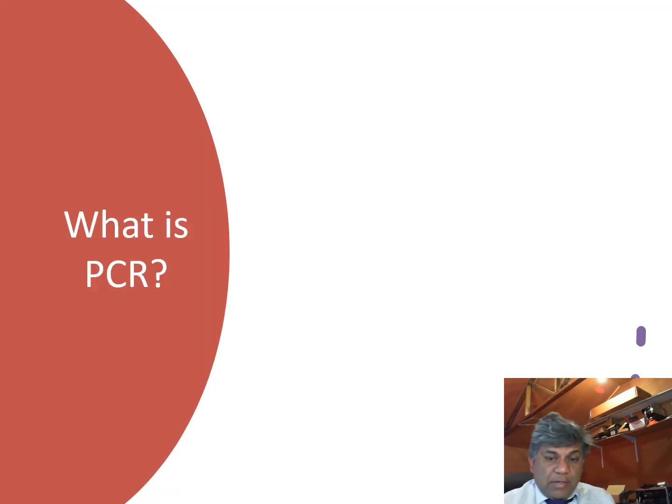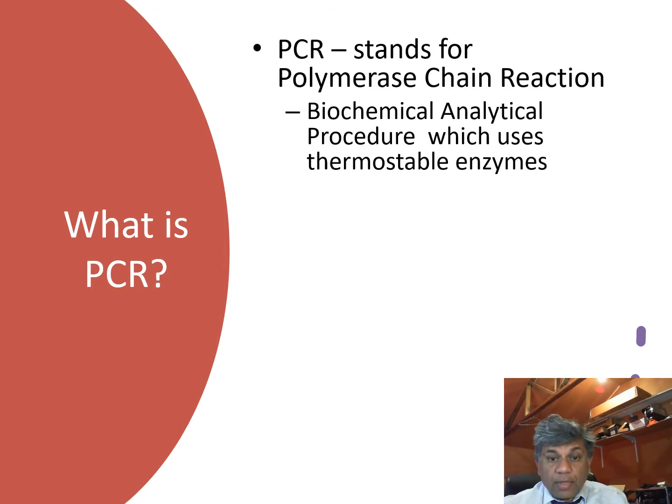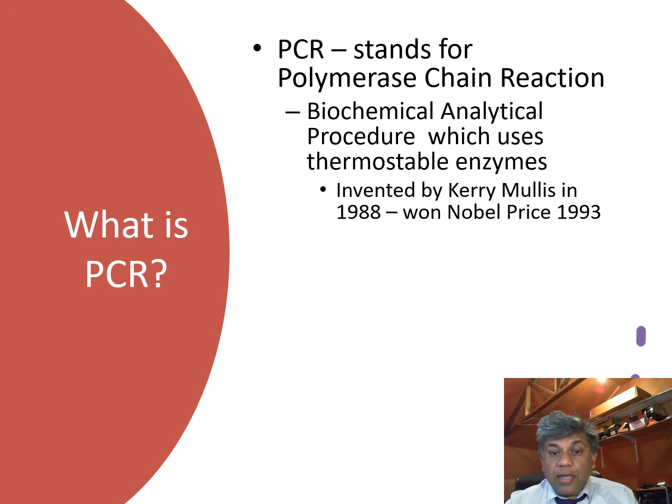So what is PCR? PCR stands for polymerase chain reaction, and it's a biochemical analytical procedure which uses thermostable enzymes. In other words, enzymes which work under extremely high temperatures. It's a process that was invented by Kerry Mullis in 1988, and it's such an important process that he won the Nobel Prize in Chemistry in 1933.